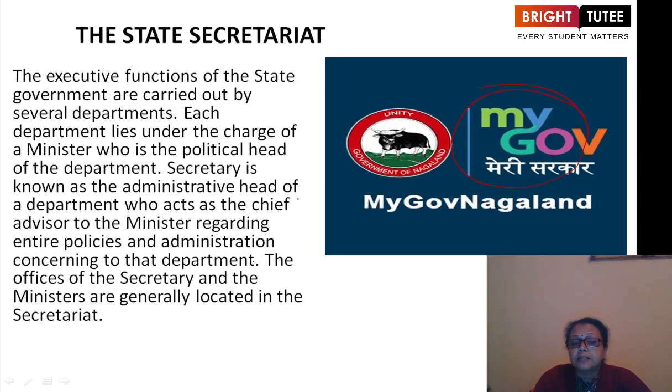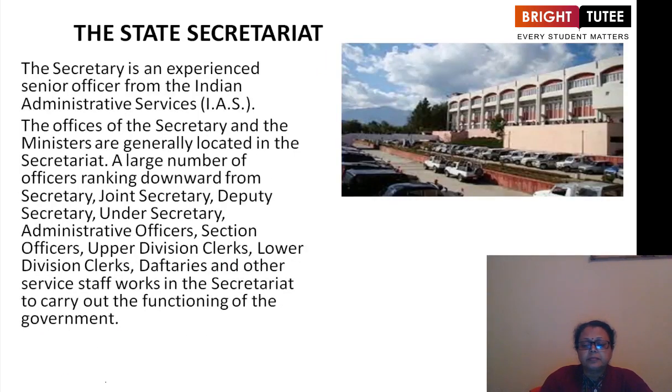The offices of the secretary and the ministers are generally located in the secretariat. This is the name of the building, the state secretariat, where the offices of the secretary and the ministers are located. This is one of the buildings; the picture is given in the figure, one of the pictures of the secretariat.